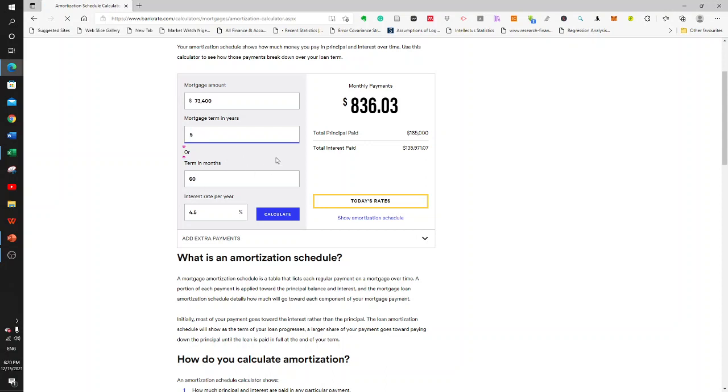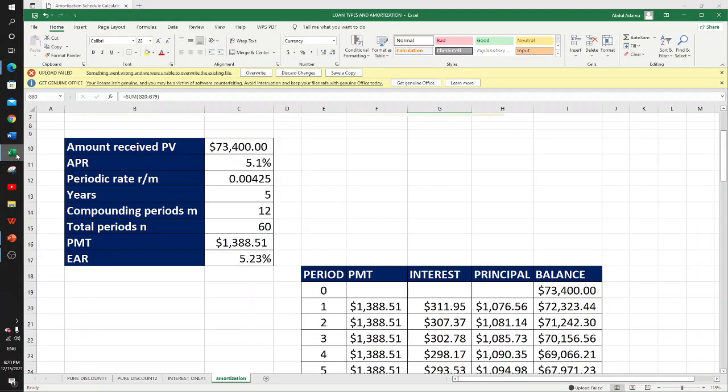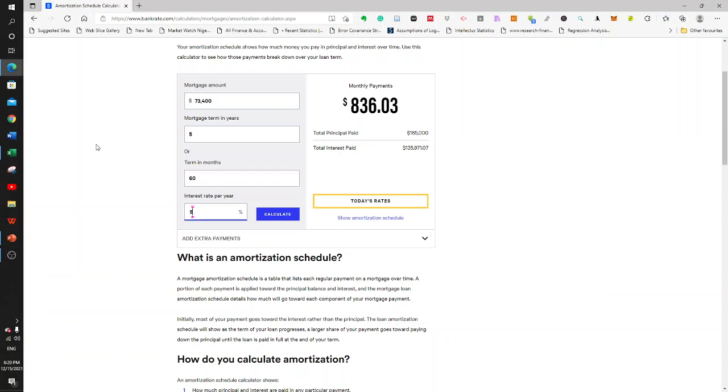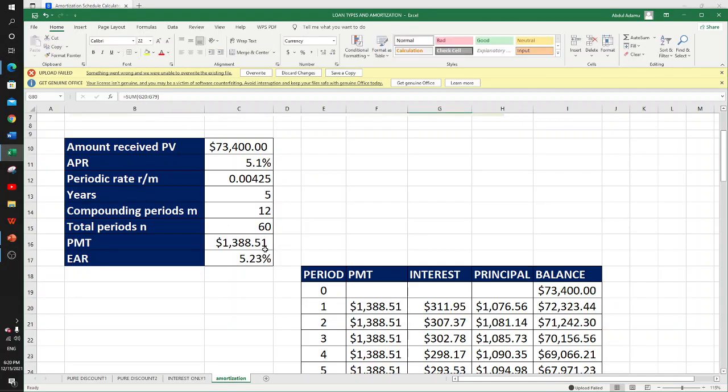We say 5 years, so that is 60 months. What is the interest rate per year? Our interest rate per year is 5.1%. So let's see. Calculate. 1388.51. You can see that is our payment.